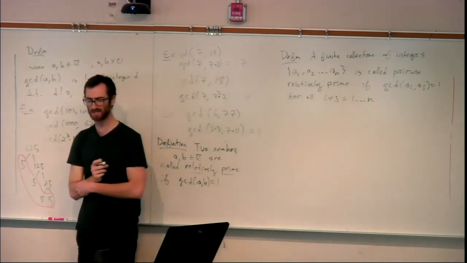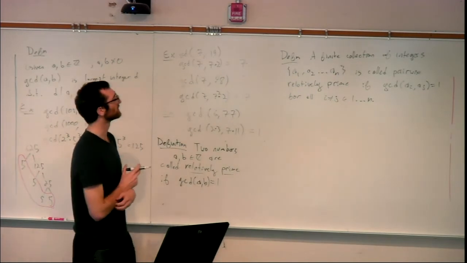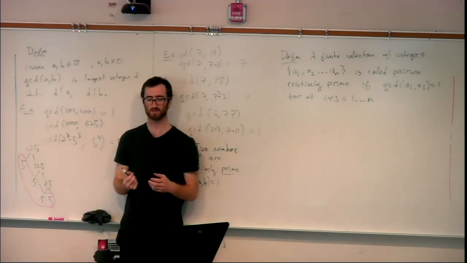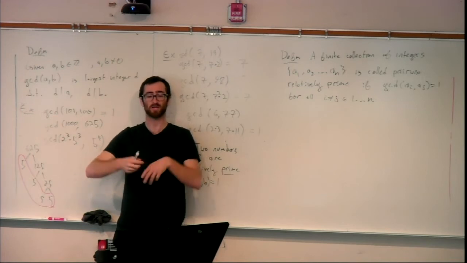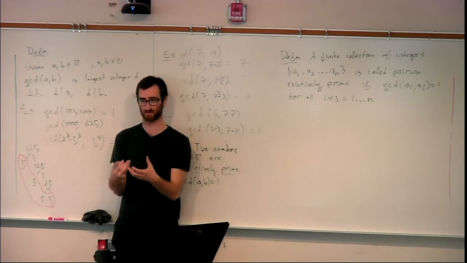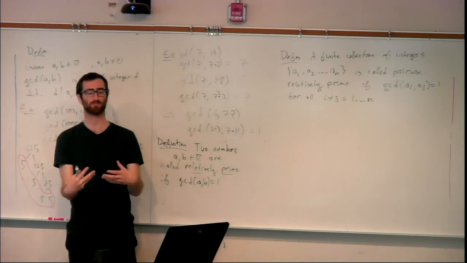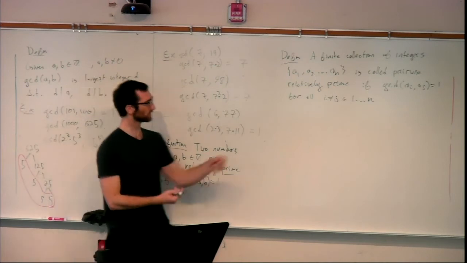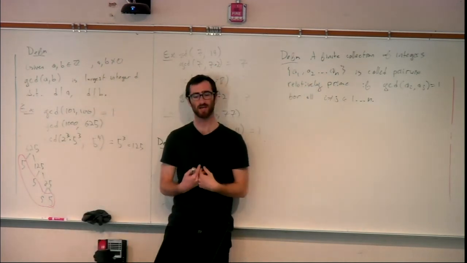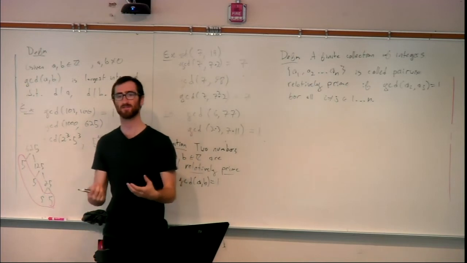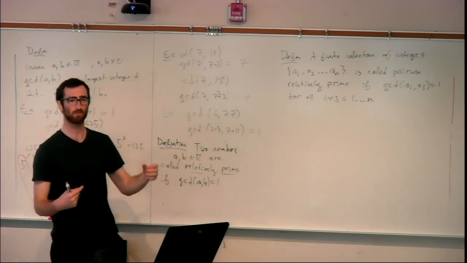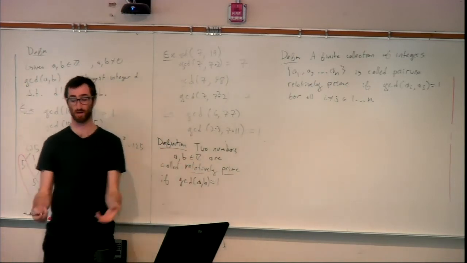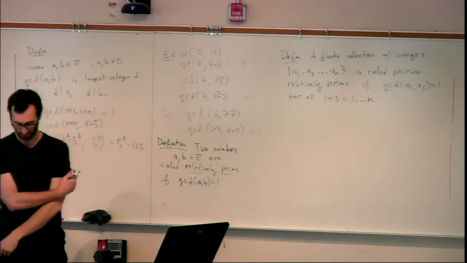Essentially, one way to think about this is you take some collection of numbers, and each number is broken down into its prime factorization. So it's like bringing some amount of primes to the table. And the collection of integers is called pairwise relatively prime if each of them are bringing totally distinct collections of primes to the table. So let's do some examples.